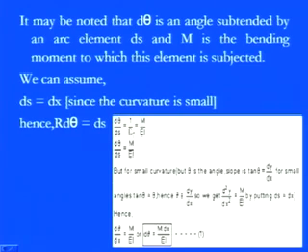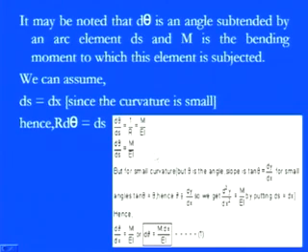If you go to the main bending equation, we have M by I equals sigma by y equals E by R. If you manipulate those equations, we have M by I equals E by r, so 1 by r will be equal to M by EI. Now we can simply replace 1 by r with M by EI. So we have d theta by ds equals M by EI.